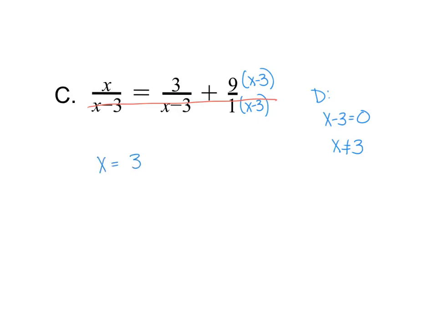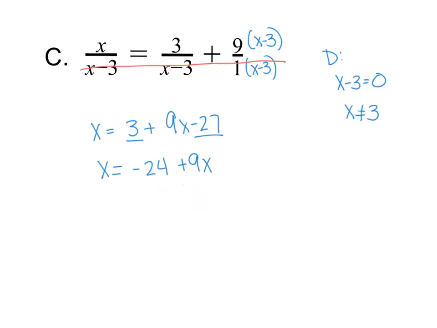9x minus 27. So x equals 3 plus 9x minus 27. I'm going to combine my like terms, the 3 and the minus 27. So that's negative 24 plus 9x. I know a lot of people don't like to minus x when it's by itself, so if you want to subtract the 9x, you may. So negative 8x equals negative 24. Then divide by negative 8. So x equals 3.